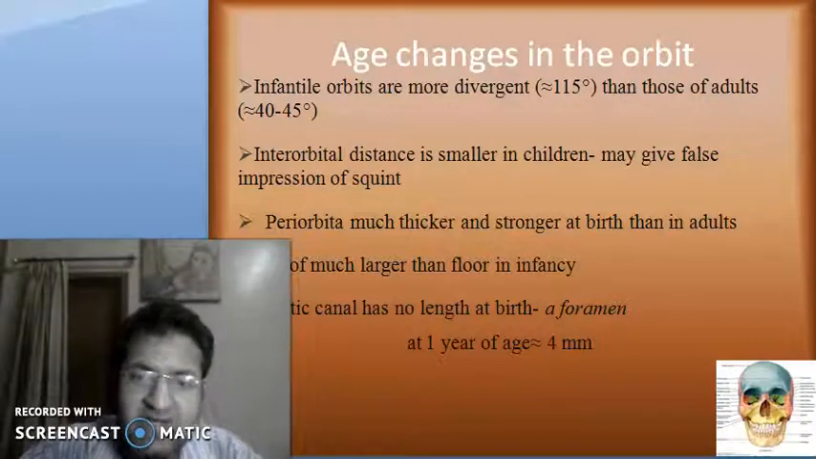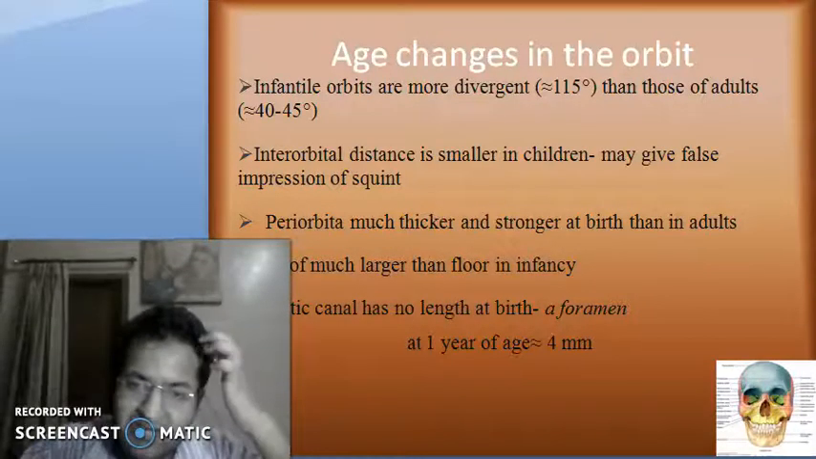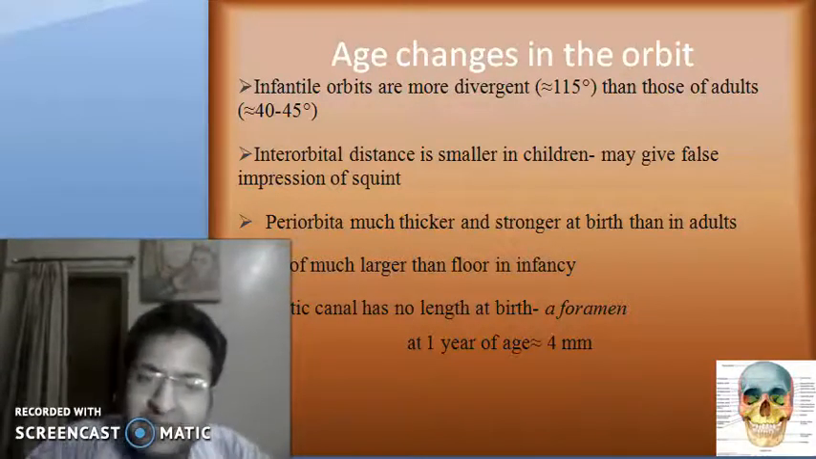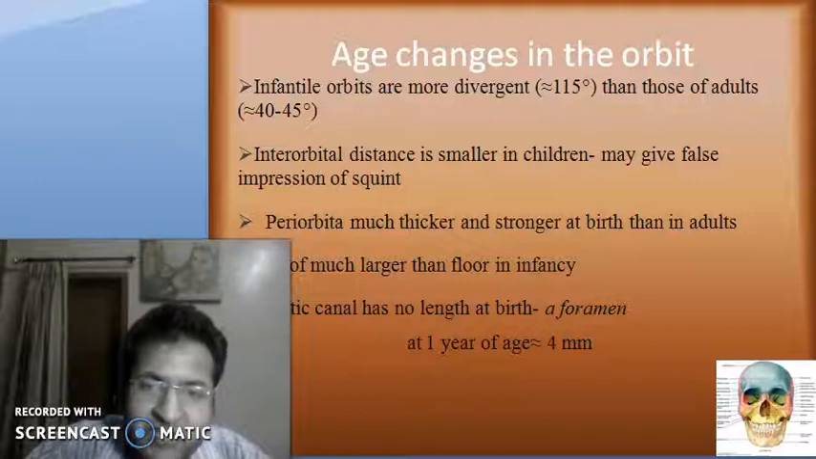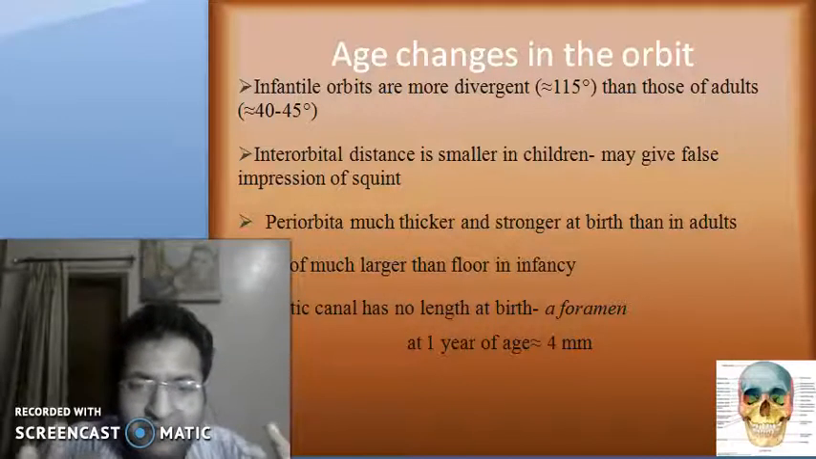Periorbita is much thicker and stronger at birth than in adults. With age, it becomes thinner and its strength is also lost. The roof is much larger than the floor in infancy. The optic canal has no length at birth. That is, the optic canal is not present at birth. It is just a foramen, just an optic foramen.